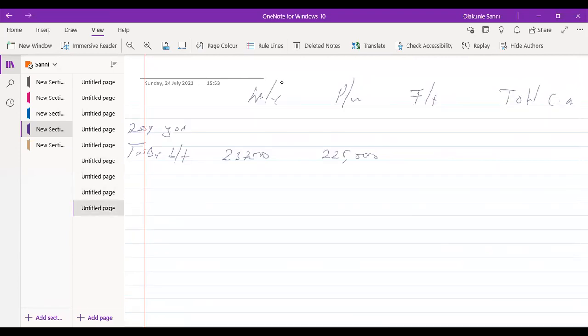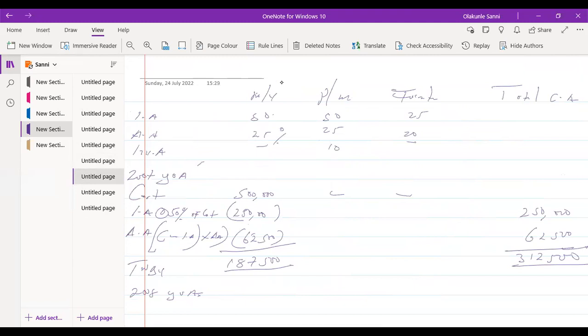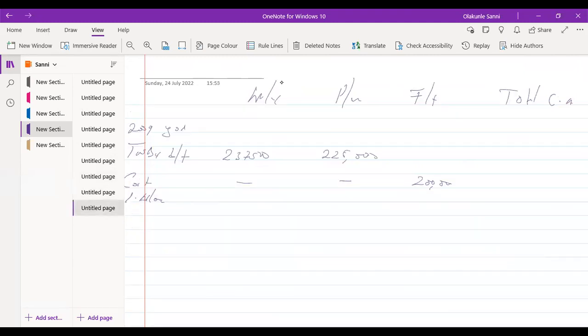That means in 2009, I'm expected to enjoy capital allowance on my furniture. So I have a cost of 200,000. Initial allowance: what is the capital allowance rate for furniture? The capital allowance rate for furniture is what? 25%, 20%. That means 25% initial allowance. 25% of 200,000 is what, class? 50,000. So we have total capital allowance of 50,000 that will be enjoyed.